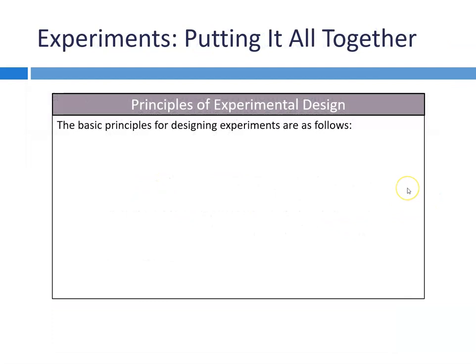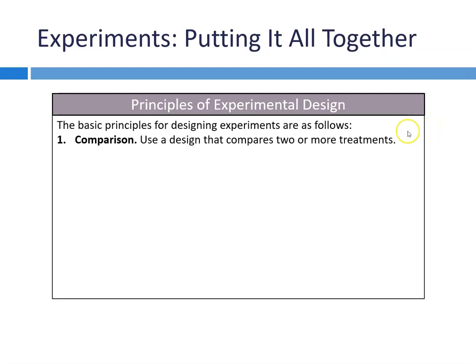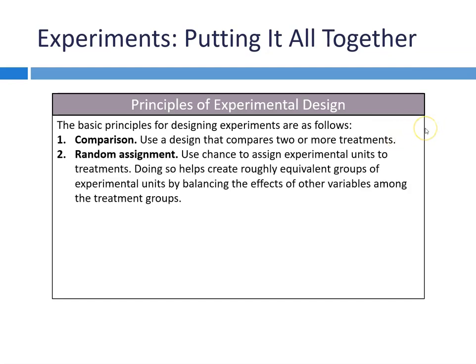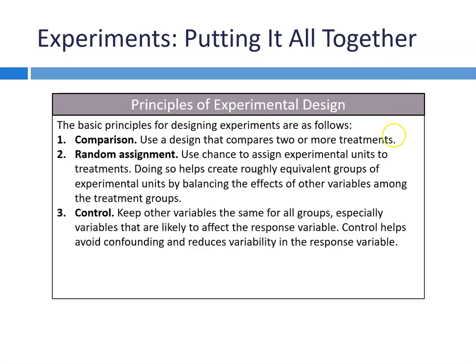So here are our basic principles for designing experiments. The first one, comparison, right? Using a design that compares 2 or more treatments. This is where a control group can kind of come in handy. Random assignment: using chance to assign experimental units to the treatments. This creates roughly equivalent groups by balancing the effects of other variables among the treatment groups.